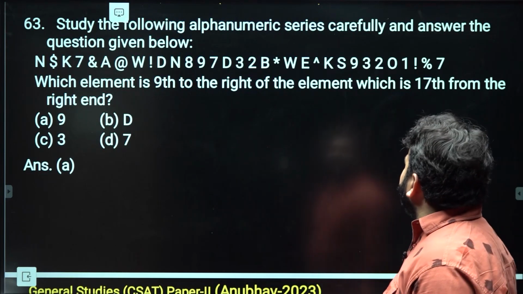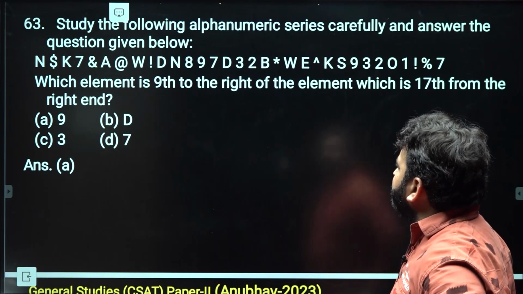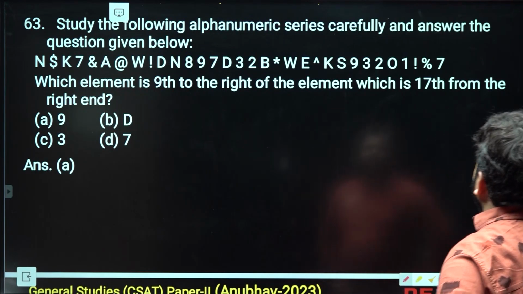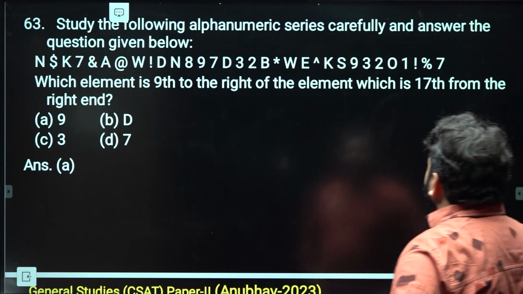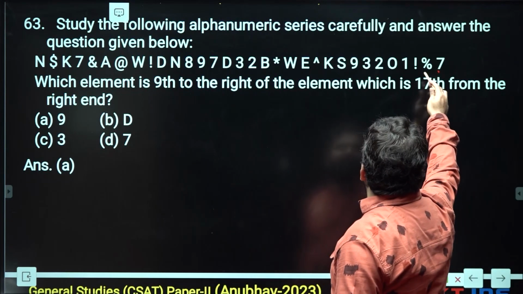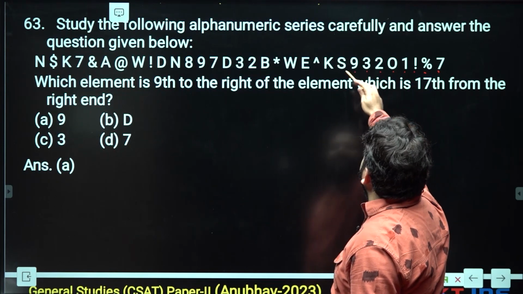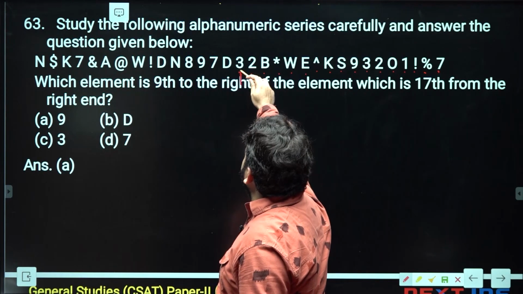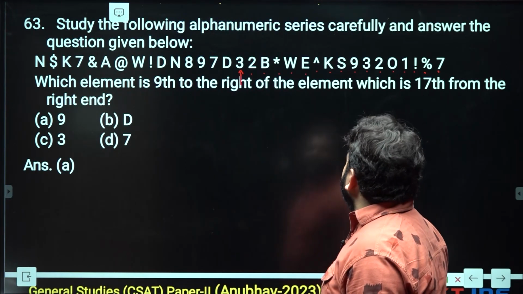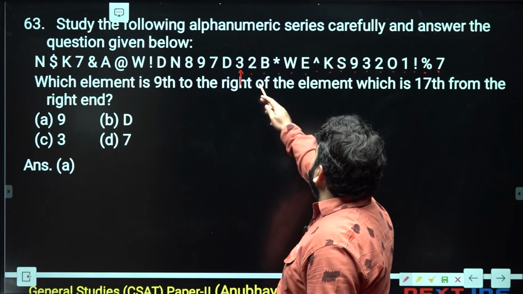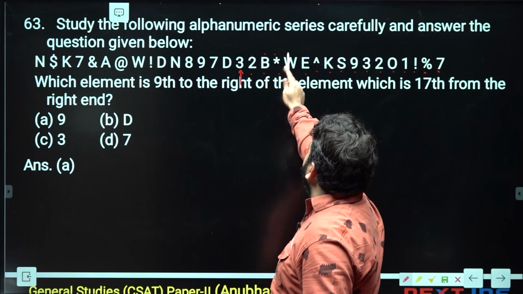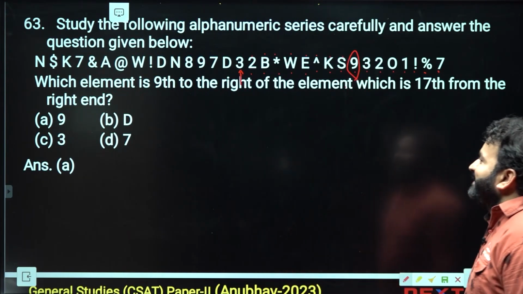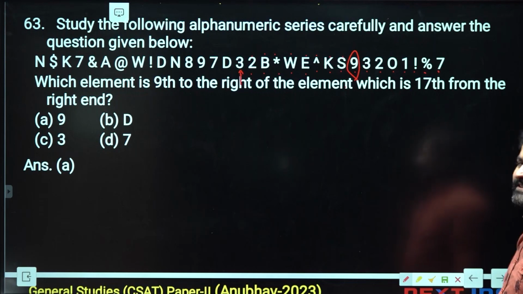Study the following alphanumeric series carefully and answer the questions given below. Which element is 9th to the right of the element which is 17th from the right end? So 17th from the right end: 1 2 3 4 5 6 7 8 9 10 11 12 13 14 15 16 17. Now 9th to the right of this: 1 2 3 4 5 6 7 8 9, 9th to the right, 9 is there. This is rather an easier question.